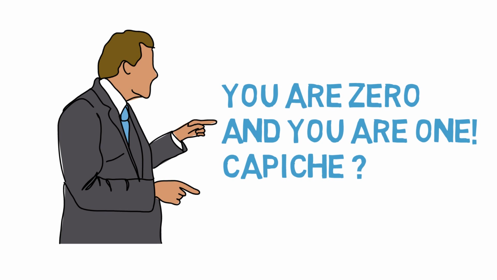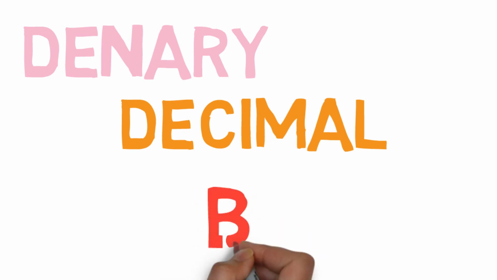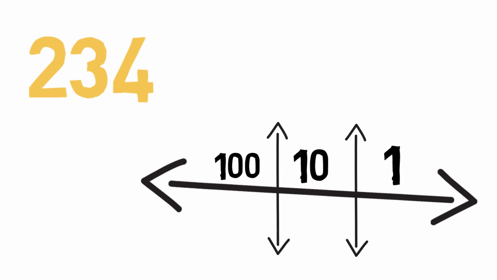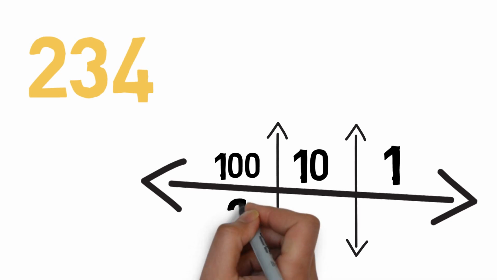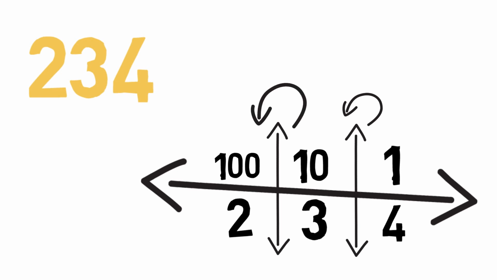Now, we commonly use decimal, which means base 10. Take the number 234, for example. It has 2 lots of 100, 3 lots of 10, and 4 units, which makes 234. Now, notice that every section is 10 times the last one.